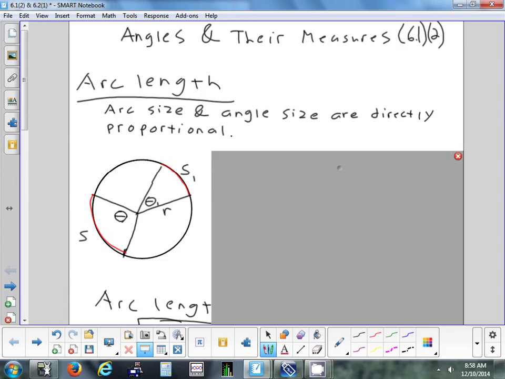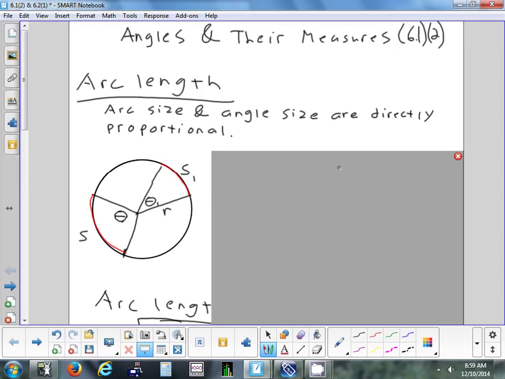And the idea of arc length is that it's directly proportional to the size of the angle. Basically what that means is if you take an angle and you double the size of this angle, you double the size of the intercepted arc. If you take the angle and make it 1/3 as big, you make the intercepted arc 1/3 as big. So that's directly proportional, meaning we can set up a proportion to solve arc length problems.